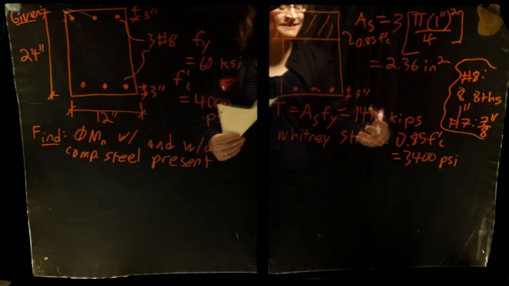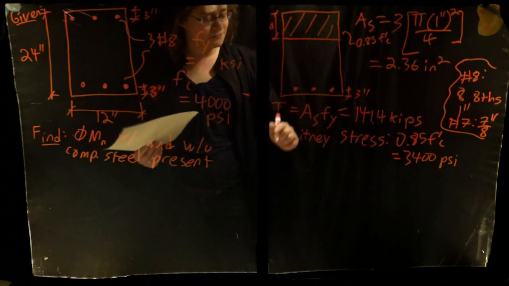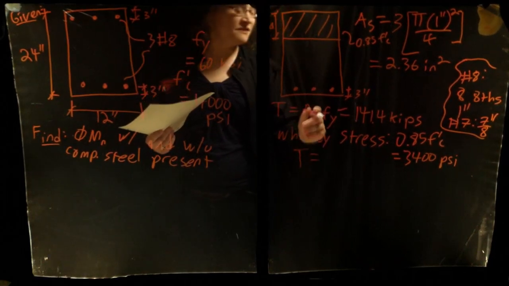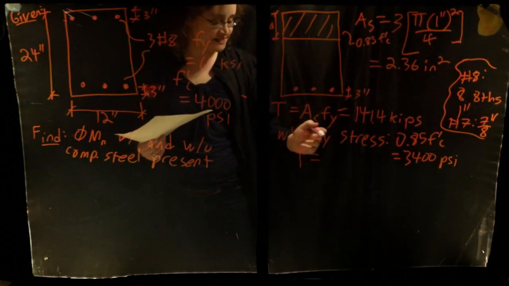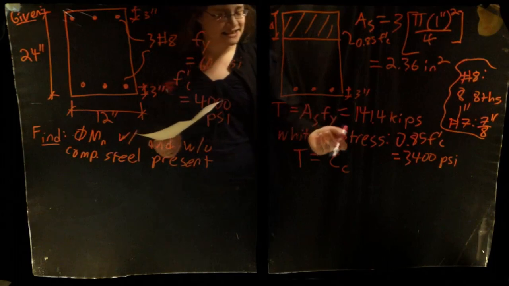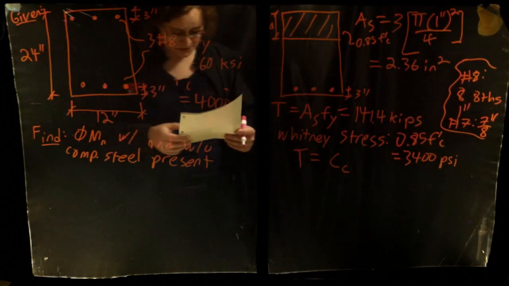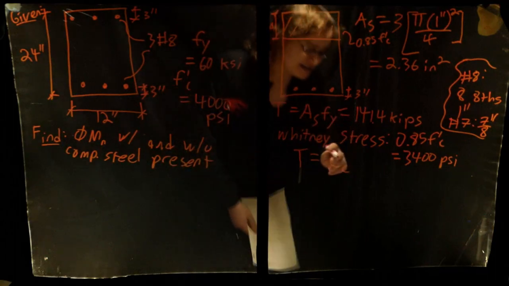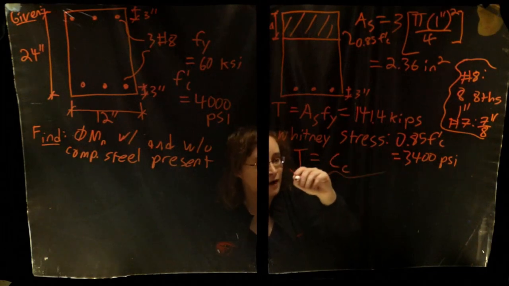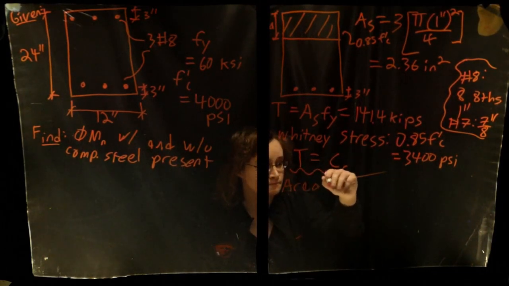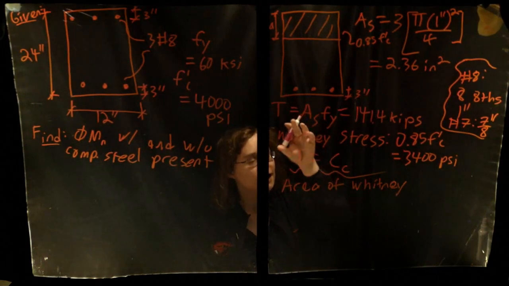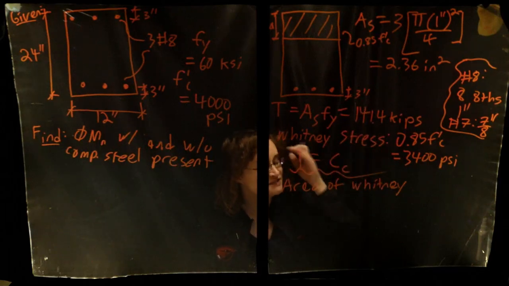Now, if we want to balance the total tension force, we need to achieve equilibrium. In other words, the tension force in the steel must be equal to the total concrete compressive force. We designate that C_c for the concrete compressive force, or another way we can say that is the Whitney stress block stress times the area of it. So if you want to find the area required of the Whitney stress block, you can simply divide the total tension force by the Whitney stress block stress level.